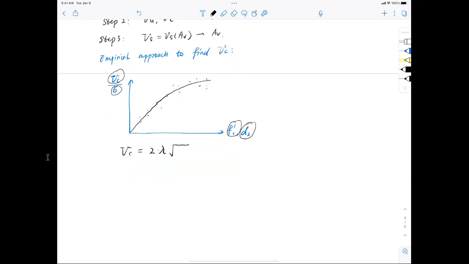and don't worry, I'll explain what lambda is, times the square root of f'c, the compressive strength of the concrete, and b, and now this b is not any b, it's called bw, and I'll explain why it's called bw, times d, the depth of the section. All right, so that is the equation, and you should be able to find this in the ACI 318 code, table 22.5.5.1.